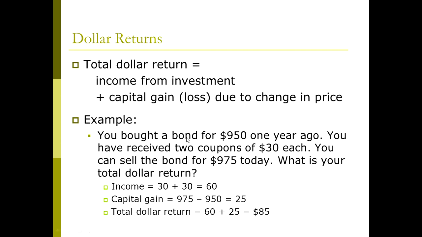For example, when you bought a bond for $950 a year ago, you have received 2 coupons each. It's a semi-annual coupon bond. You can sell the bond for $975 today. What is your total dollar return? So the income or the coupon payments are the 2 coupon payments of $30 each, totally $60. Capital gain, or the price change, which is the ending price, $975 minus the beginning price, $950. Capital gain, $25. So the total dollar return will be the sum of the two, $85.